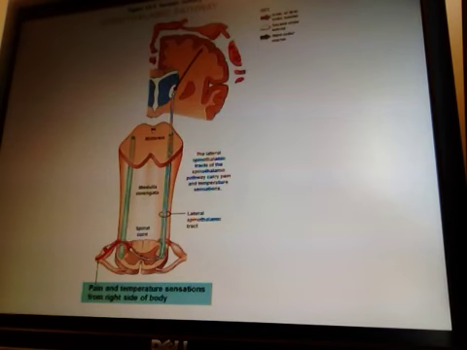Then in the next pathway, this is still spinothalamic. It's still taking messages from the spinal cord to the brain, but we're using different types of sensations. Pain, which would come from nociceptors, or temperature sensations that come from thermoreceptors, follow a very similar pathway.